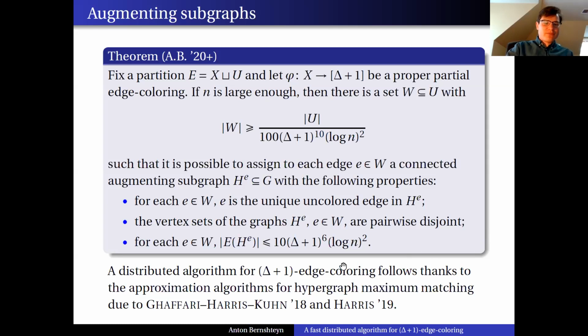And the reason is that there are powerful approximation algorithms for hypergraph maximum matching that you can use. So in this setting, you can imagine that each of these possible augmenting subgraphs is an edge in a hypergraph, and you want to get a collection of them that are vertex disjoint, so a matching in the hypergraph. And this theorem tells you that there is a matching that is of size at least this much. And you can use an approximation algorithm for hypergraph maximum matching to find a matching that's not too much smaller than that in this hypergraph. And essentially, if you use these results as black boxes, then it's fairly straightforward to deduce the delta plus one edge coloring algorithm from this existence theorem. So really proving this existence result is where the difficulty lies, where all the work lies.